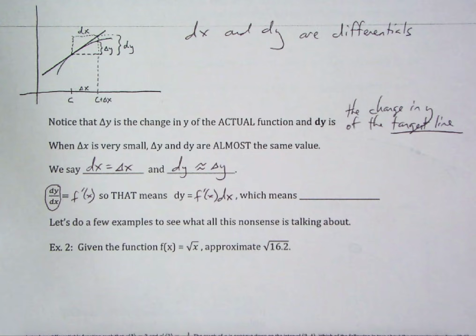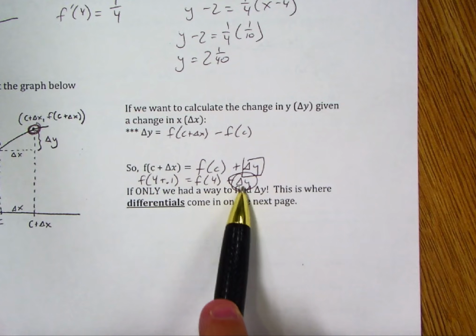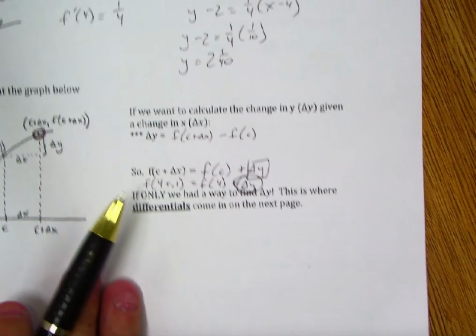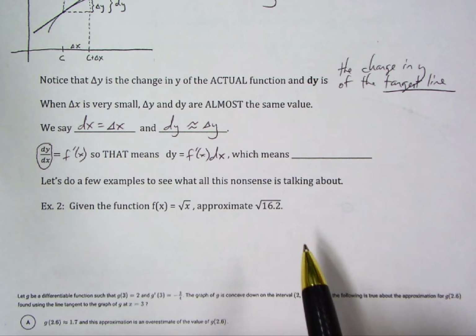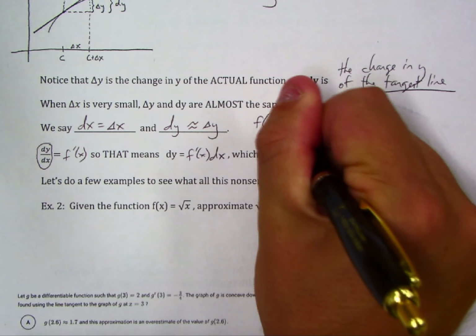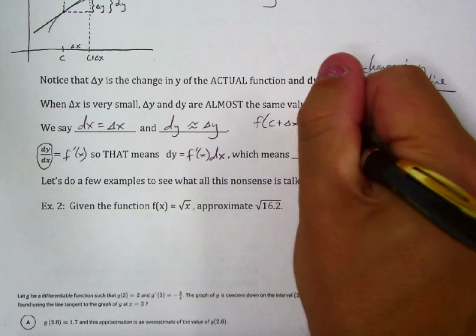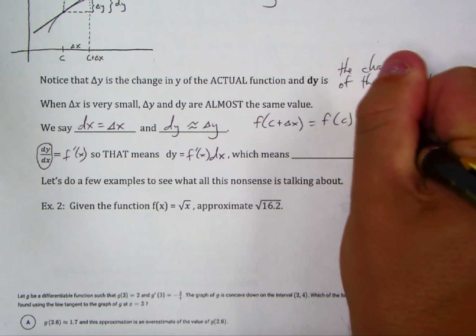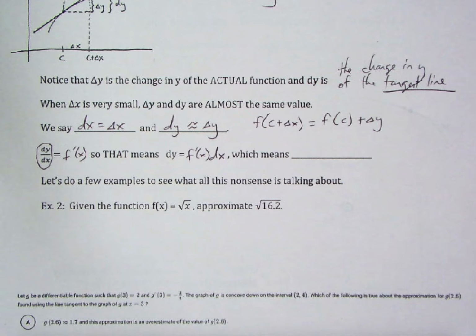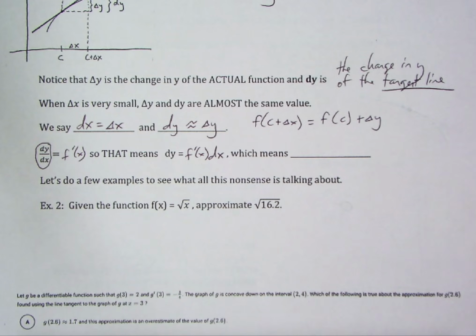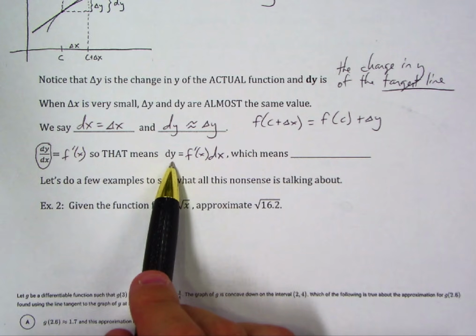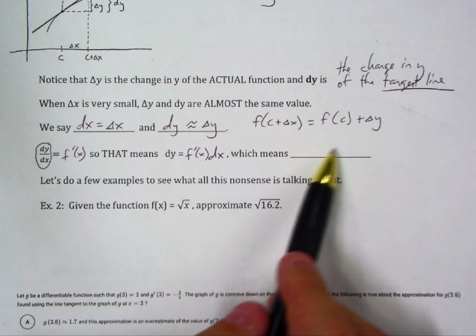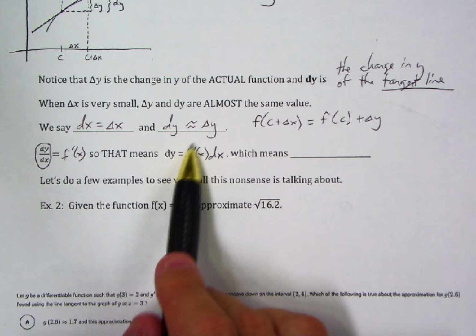Okay. Keep in mind what we were after from the previous page. I said if only we could figure out what delta y was, then we can answer this question. Well, that's where we're at at this point in time. If you think back to the previous page, we said f of c plus delta x is equal to f of c plus delta y. Well, we needed to figure out what delta y was. But now look, delta y is basically dy, and dy is f prime of x dx. So we're going to replace delta y with this thing instead.